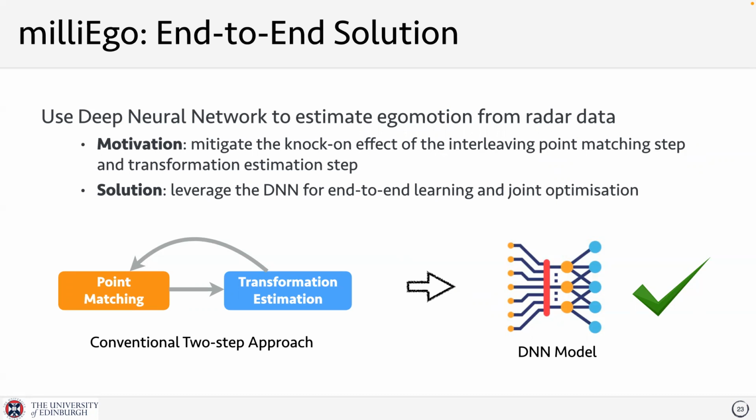Addressing the above challenge definitely requires techniques beyond geometry heuristics and two-step approaches. We therefore propose to use a data-driven method, where crucial to our design is a deep neural network that allows end-to-end models without considering the interleaving matching and estimation steps. We want to do it at once. So the lock-on effect between these two steps can be largely mitigated because we jointly optimize them, right?